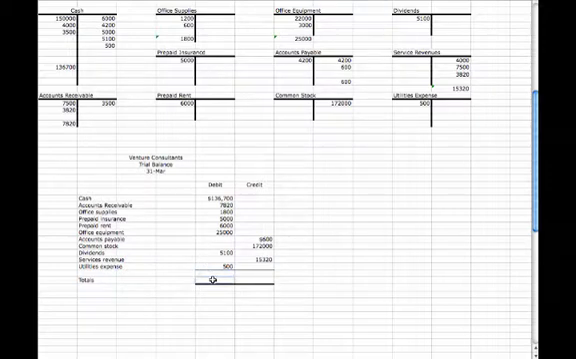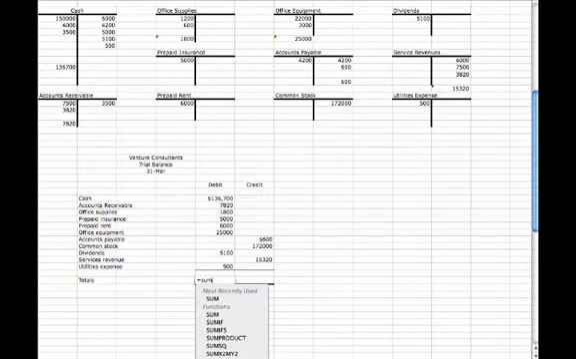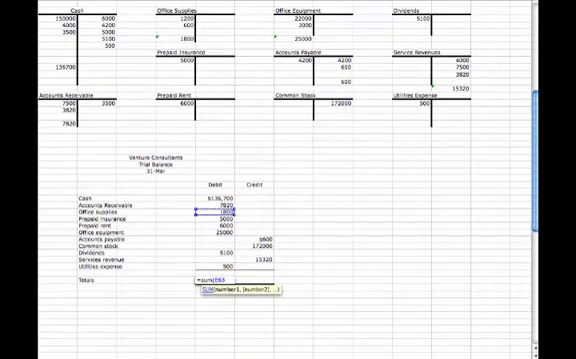So let's do that. Let's check. I'm just going to add up my debit columns. And I'm going to add up my credit column. And when I compare the two, my debits equal my credits. So therefore, I know not necessarily that I posted everything to the right accounts, but that at least my debit entries equal my credit entries.